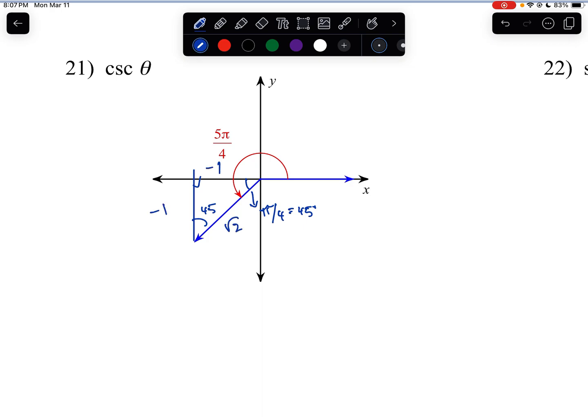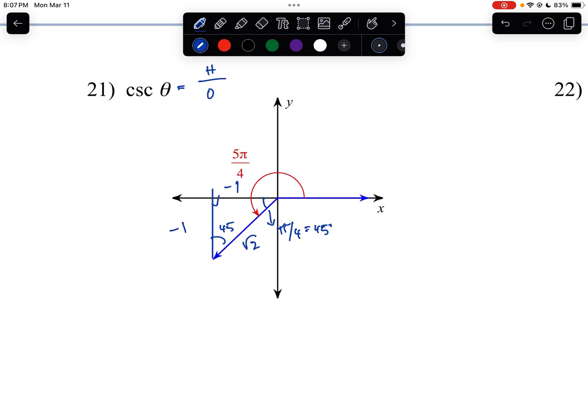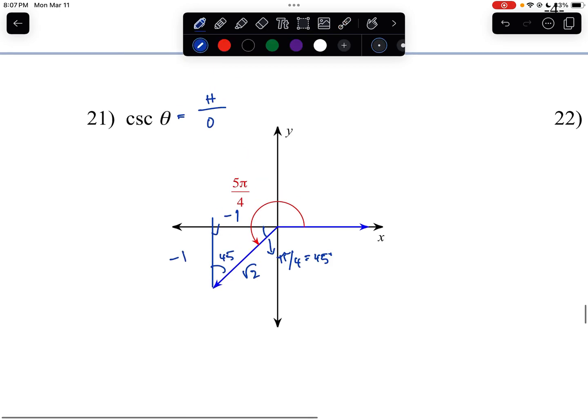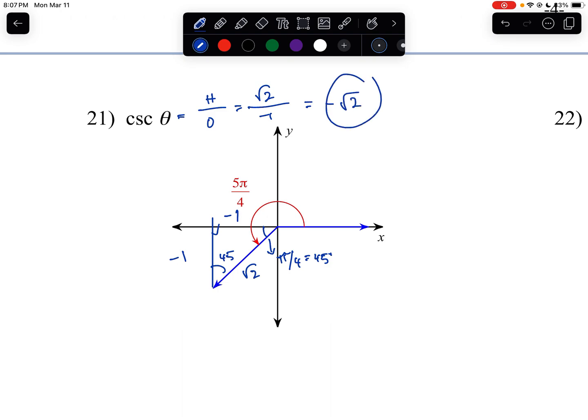Both of these are going to be negative because this is in the negative x and this is in the negative y. Cosecant is the reciprocal of sine, so this is going to be the hypotenuse divided by the opposite. The hypotenuse is root 2. By the way, the hypotenuse is always positive, so root 2 divided by the opposite, and the opposite to this one is negative 1. So you can simplify that to be negative root 2. There's your answer.